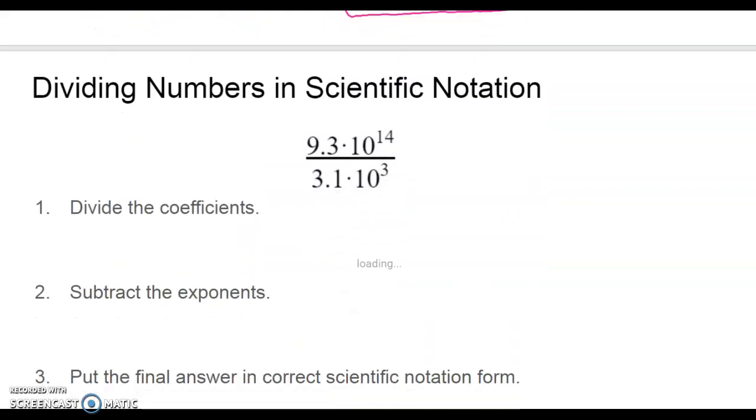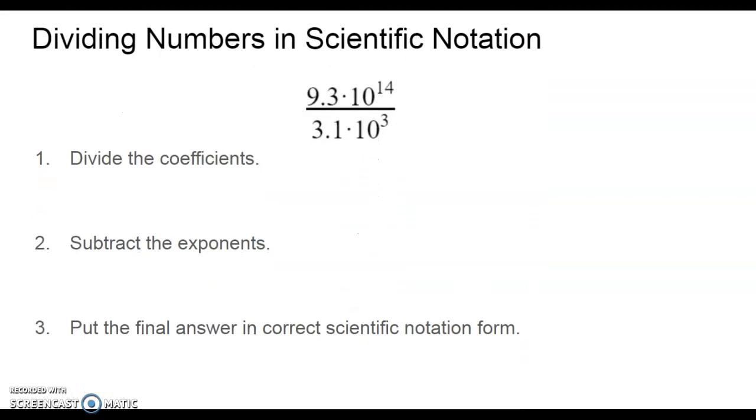Thinking about dividing numbers in scientific notation, our process is very similar. We're just dividing instead of multiplying. So if we had the problem 9.3 times 10 to the 14th divided by 3.1 times 10 to the 3rd, my first step is going to be to divide my coefficients. So I'm going to do 9.3 divided by 3.1. When I do that, I get the number 3.